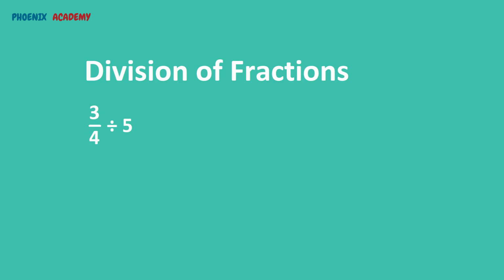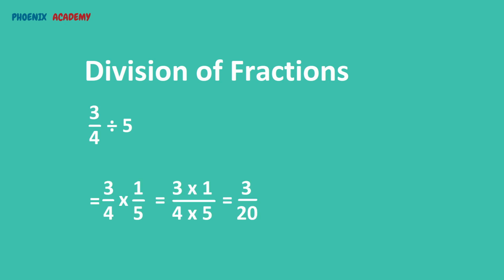To divide a fraction by a whole number or by another fraction, we multiply by the multiplicative inverse of the divisor. Let's see some examples. Divide 3 by 4 by 5. Here the divisor is 5. So the multiplicative inverse of 5 is equal to 1 by 5. Here we will multiply 3 by 4 into 1 by 5. So the answer is 3 by 20.